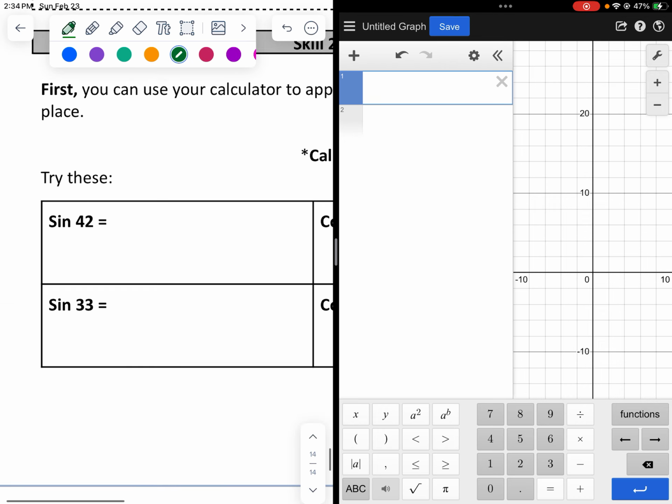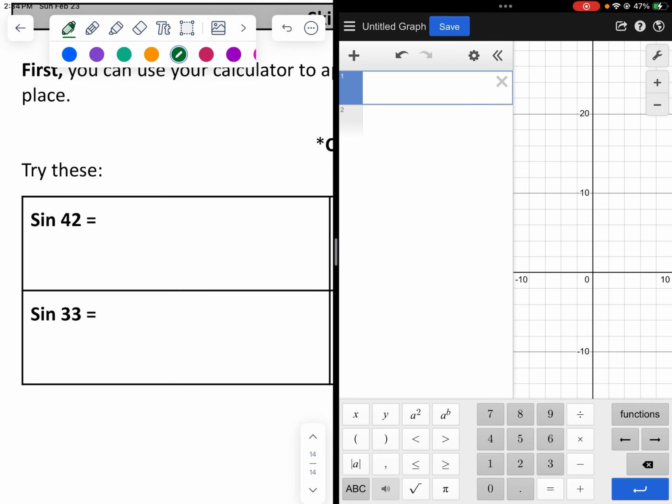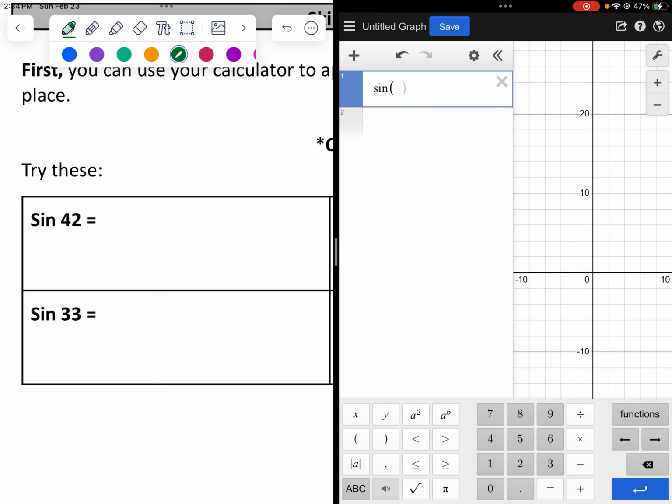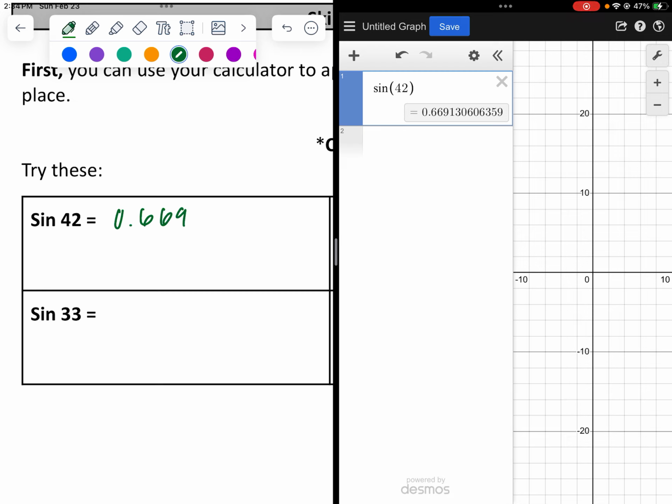We already are. So my first one, I'm going to plug in sine. So this is when we're going to go to functions. I'm going to see right there, it says trig functions. We have sine, cosine, and tangent. That's all we're going to focus on here. So I'm going to put sine, and all I'm going to do is type in 42. And I get 0.669.